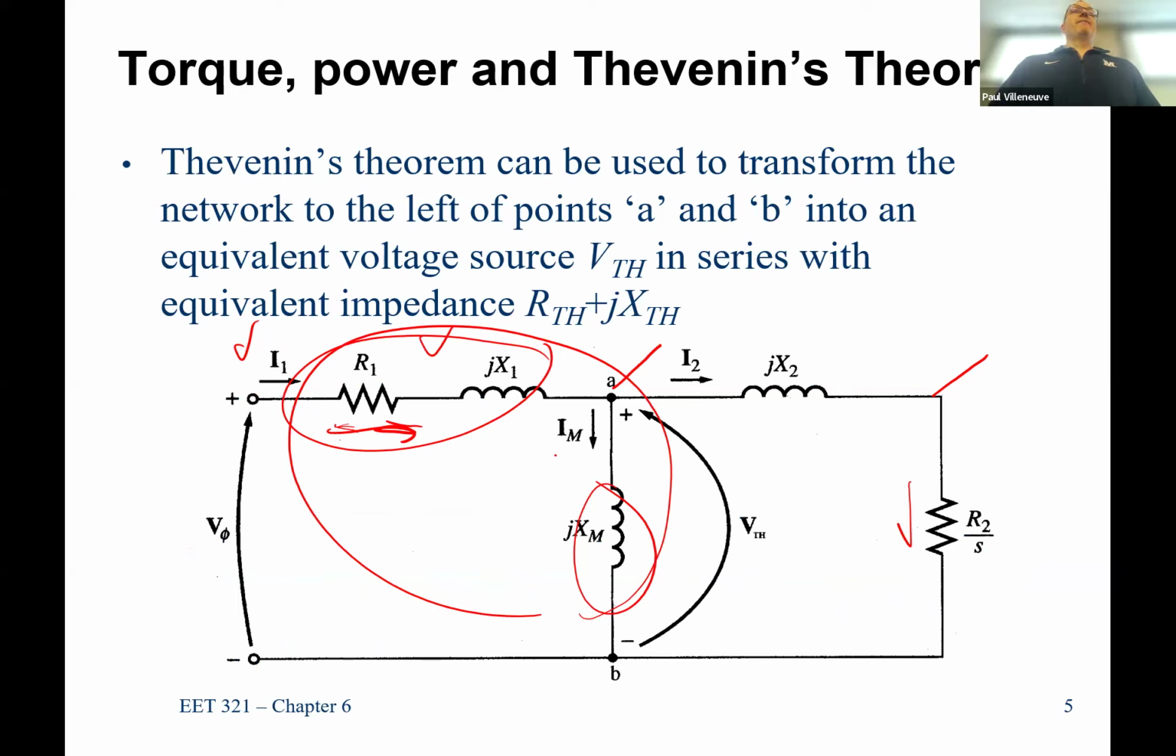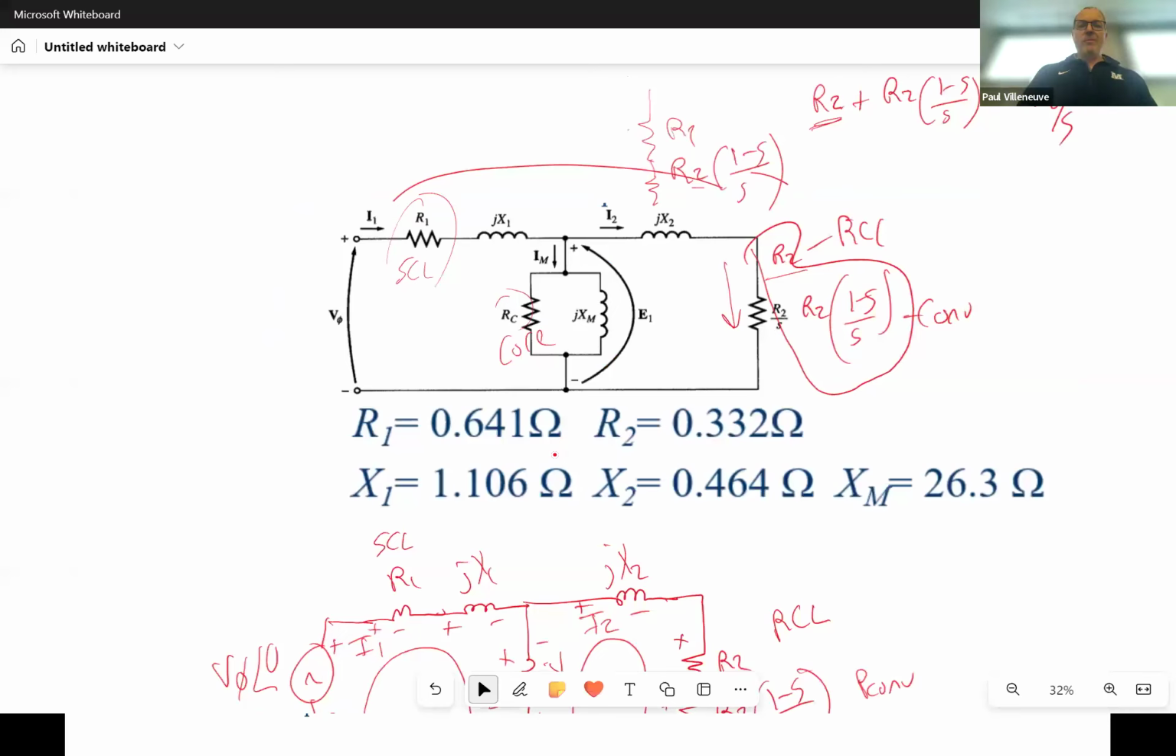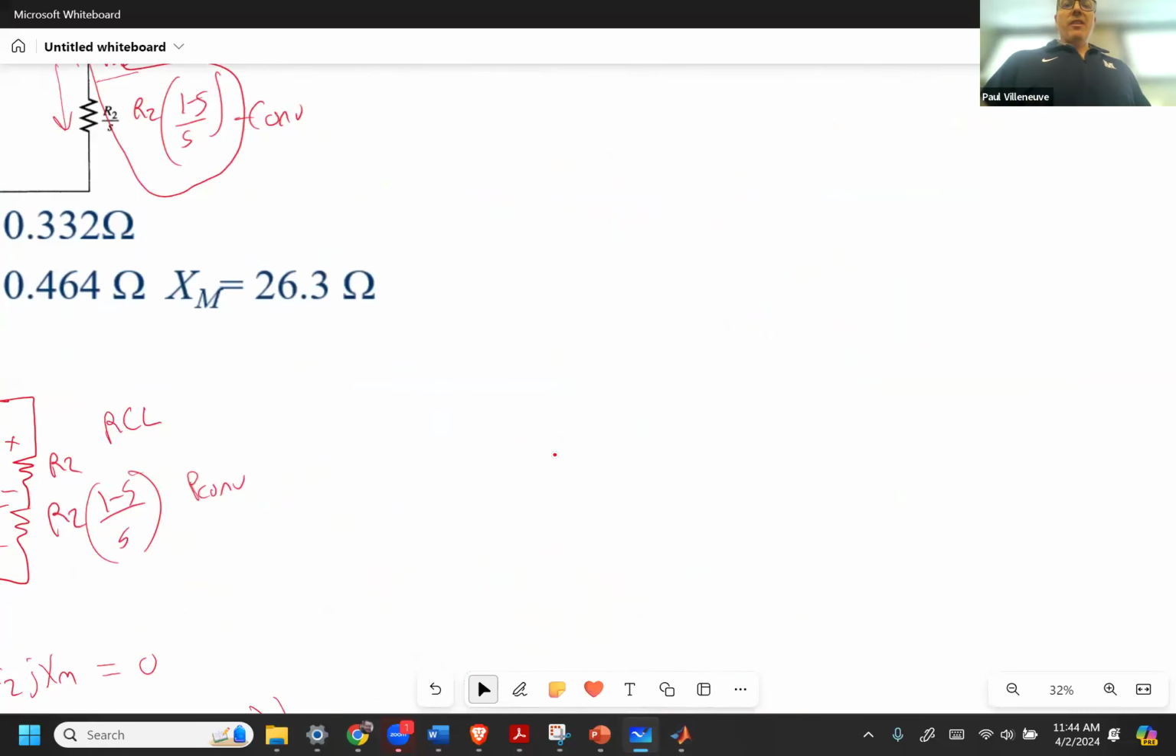So you say that you leave out X2 and R2, right? I'm looking just for the equivalent circuit. Let me put it on the whiteboard. I'm looking for the equivalent circuit.